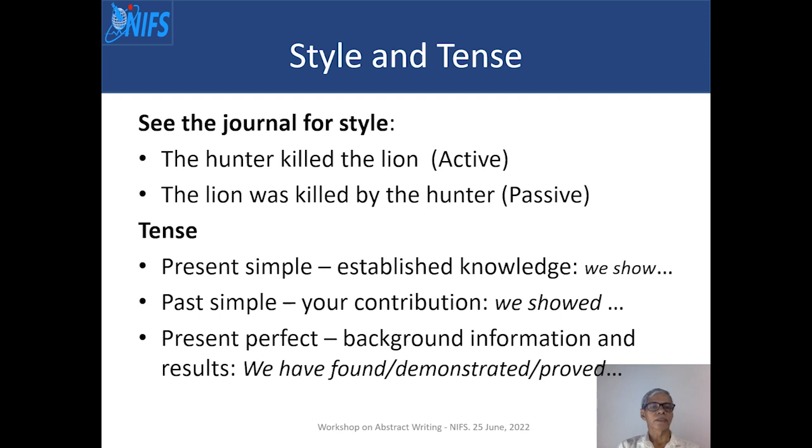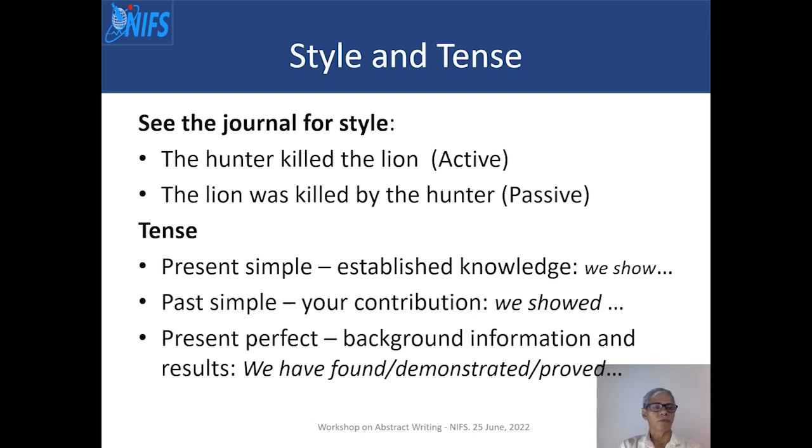the hunter killed the lion, or you can be more specific, say, I killed the lion. But a passive way of indicating the same sentence is the lion was killed by the hunter. It is obvious to you that the passive form needs more words than the active form. So ideally the active form is preferred.